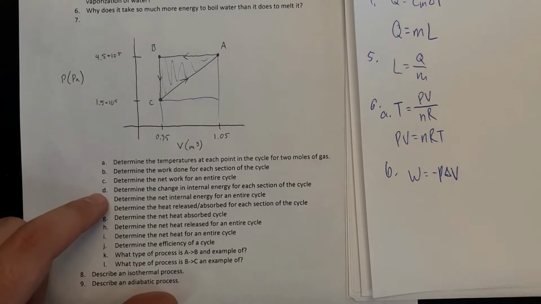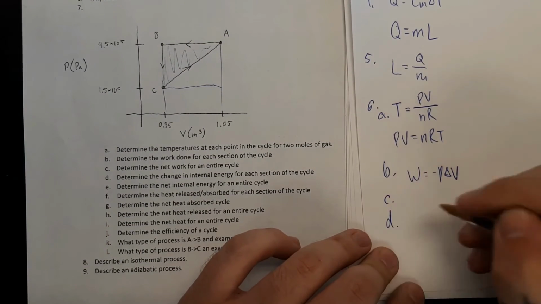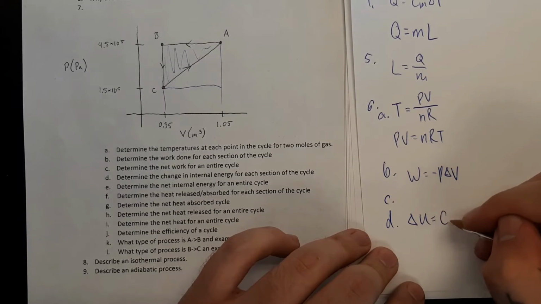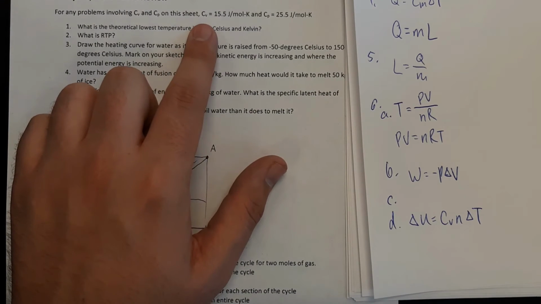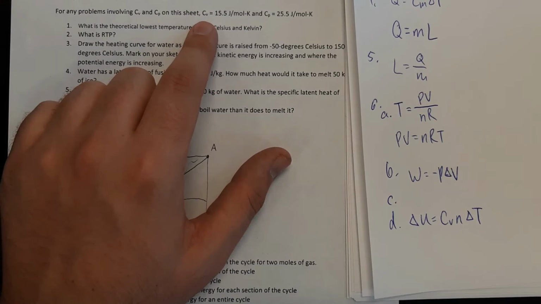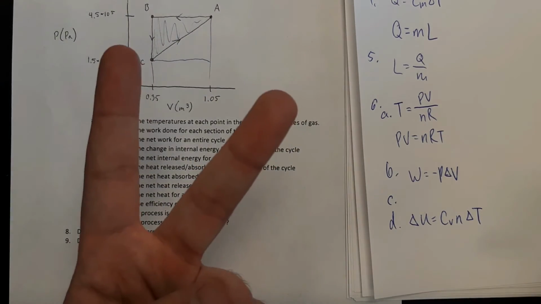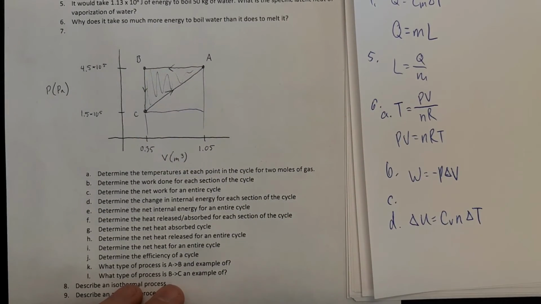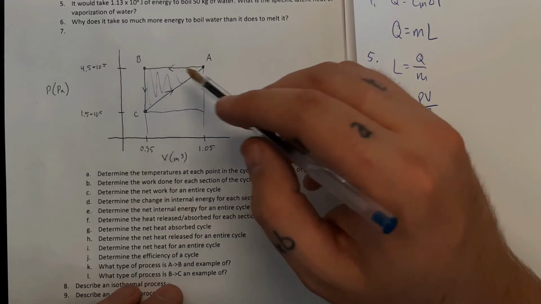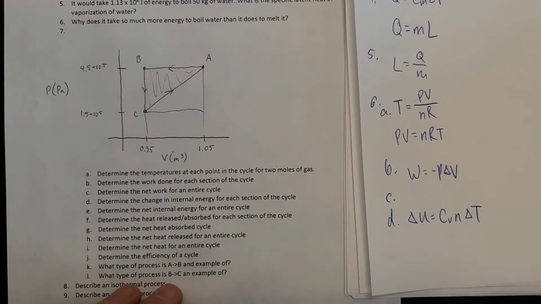Determining the change in internal energy for each section of the cycle. When you're looking for delta U, no matter what type of cycle you're looking at, you can use CV and delta T. CV is your molar heat capacity at constant volume. For this one, 15.5 joules per mole Kelvin. Your number of moles, we've got 2 moles, and then your change in temperature. You've already found the temperatures for A, B, and C, so your change in temperature is just going to be your final temperature minus your initial temperature. And you can always find this using that.